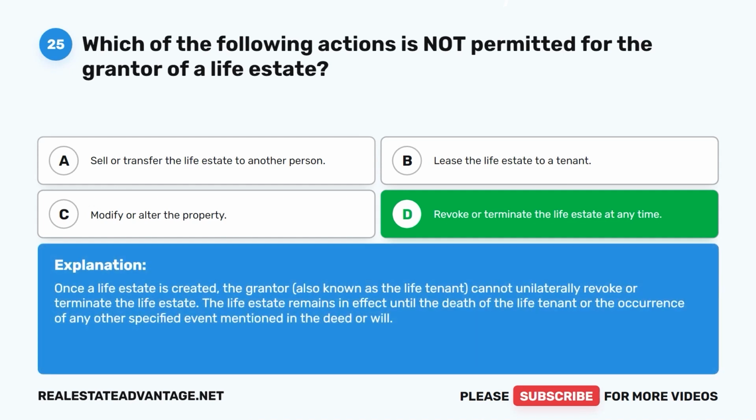Once a life estate is created, the grantor, also known as the life tenant, cannot unilaterally revoke or terminate the life estate. The life estate remains in effect until the death of the life tenant or the occurrence of any other specified event mentioned in the deed or will.